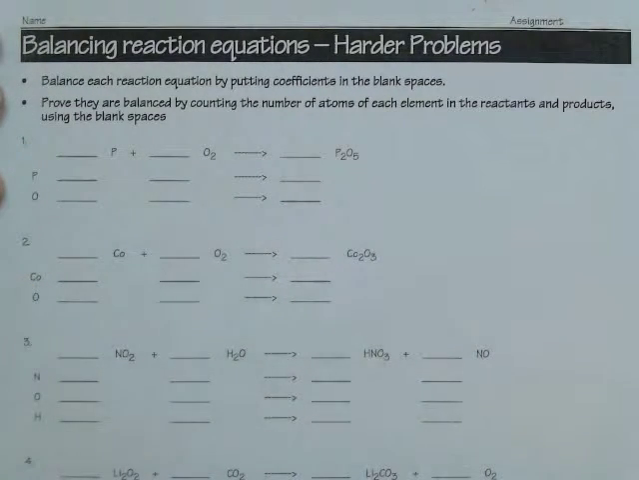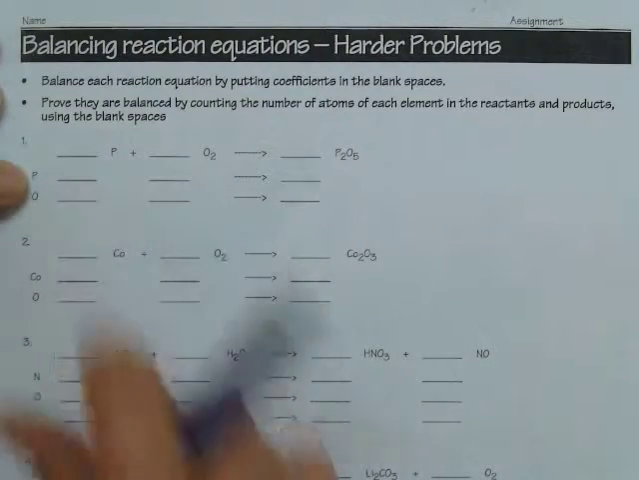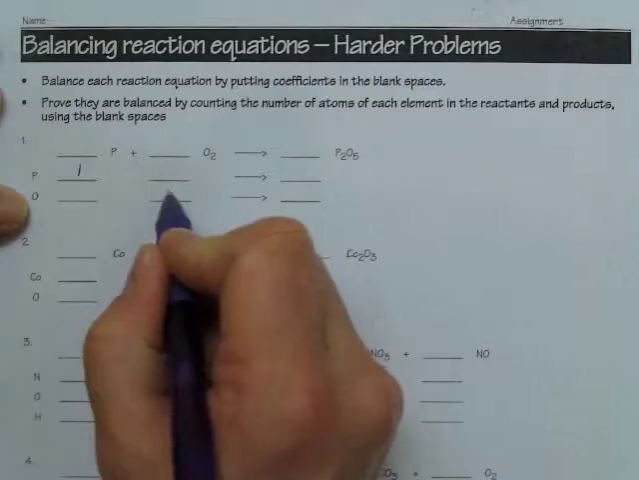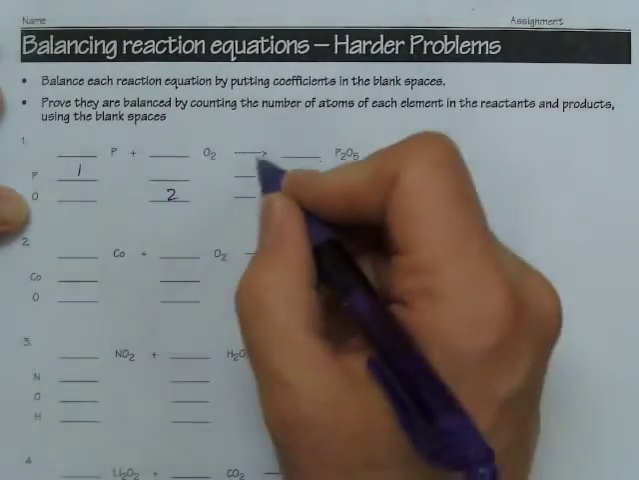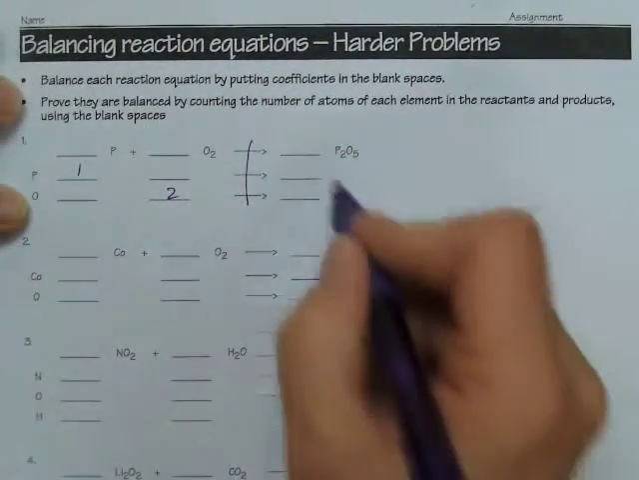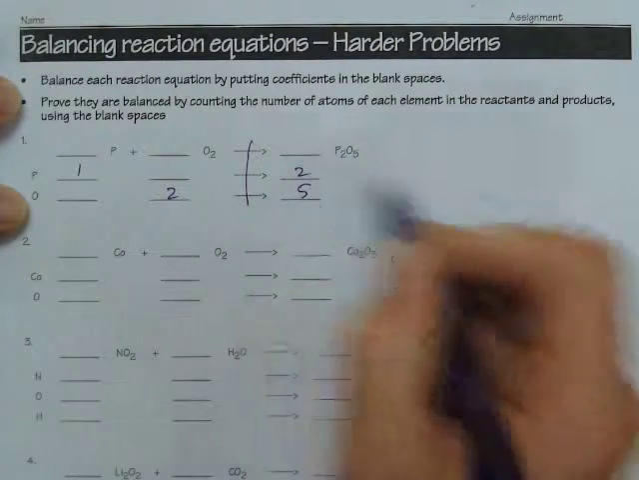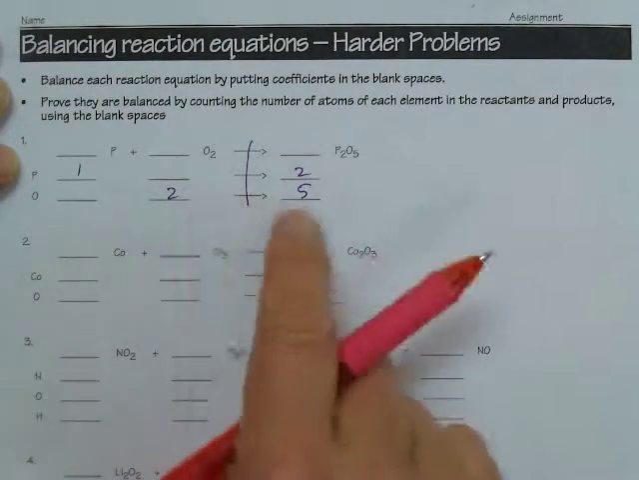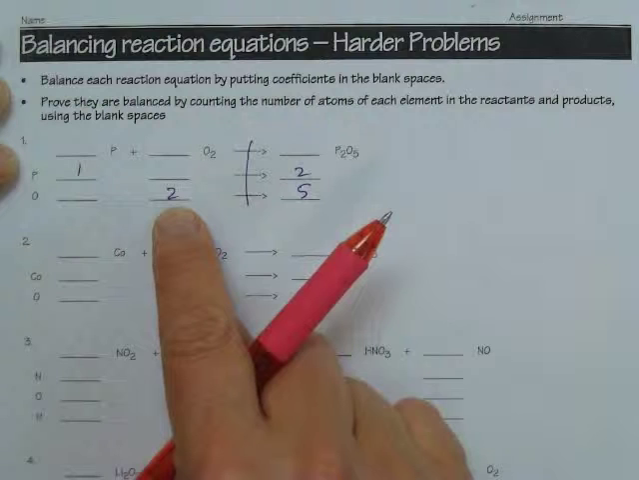So looking at the first problem, phosphorus, 1. There's no oxygen there, so I'll leave that blank. 2 oxygens here. Divide the reactants from the products. 2 phosphorus, 5 oxygens. Okay, looking for something simple to balance, I see a 1 and a 2, but I also see this problem, 5 and 2, an odd number trying to balance an even number.